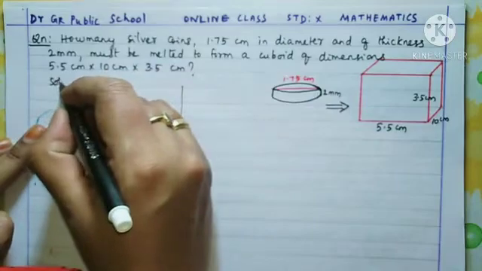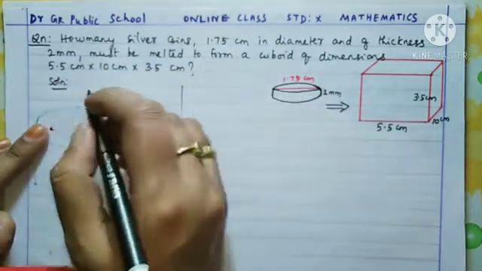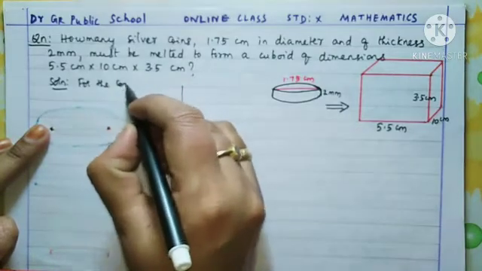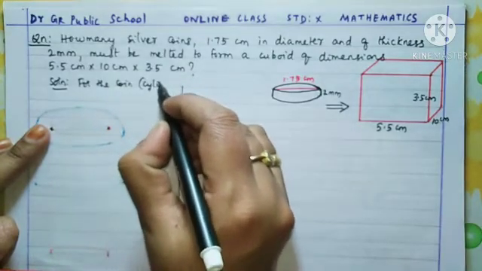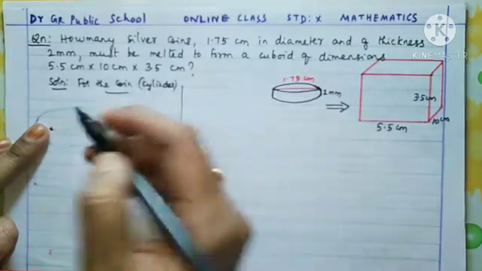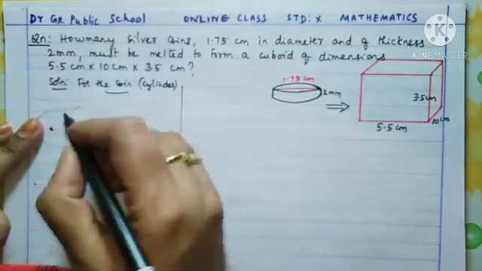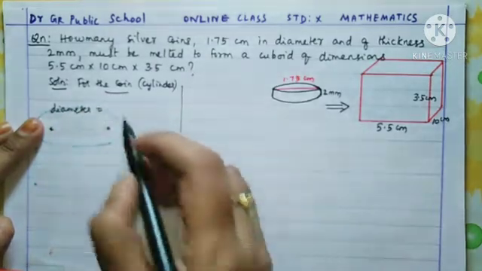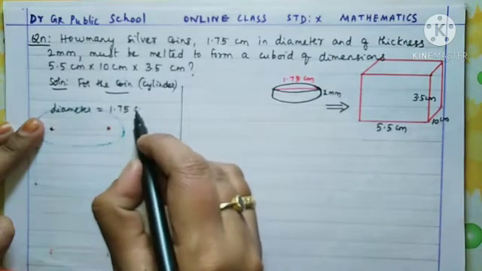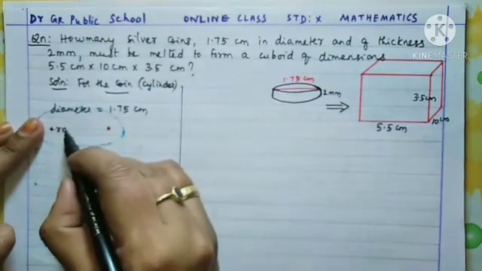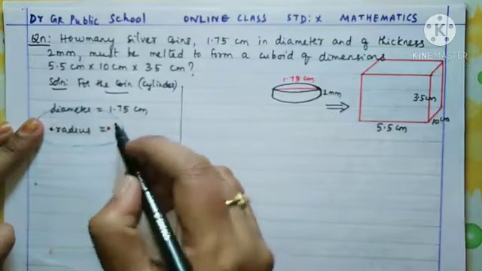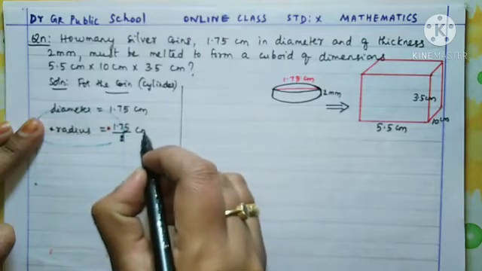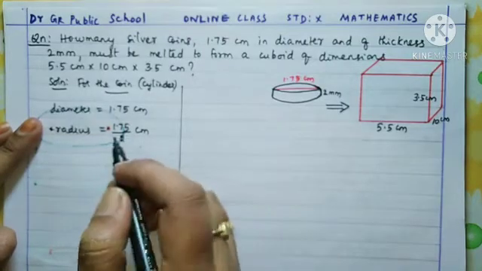Solution. We can write down what are the information given. First I am writing about the coin. For the coin. And coin is what shape? Cylinder shape. Okay, we can write the things about coin. So first what is given? Diameter, that is 1.75 centimeter. Immediately we can find out the radius, that is 1.75 by 2. Okay, half of the diameter.